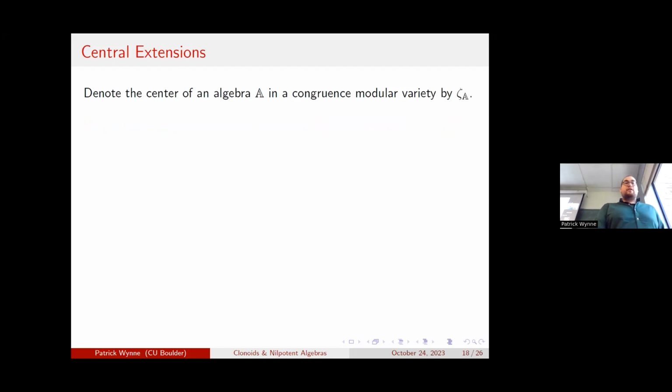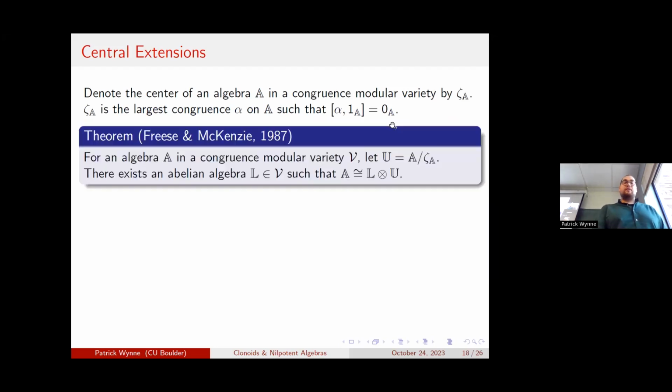For the normal notion of the center of an algebra, the center is the largest congruence alpha such that the commutator of alpha with 1 is the trivial congruence. And Freese and McKenzie showed that in a congruence modular variety, for an algebra A, there exists an algebra L in this congruence modular variety such that A is isomorphic to a central extension of L by U, where U is just A modulo its center.